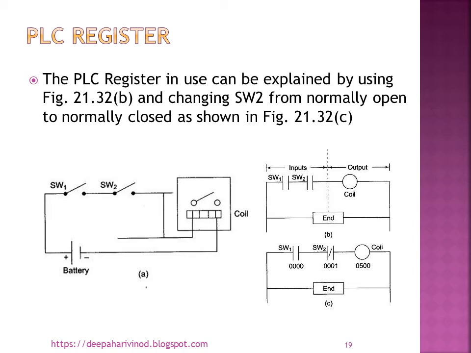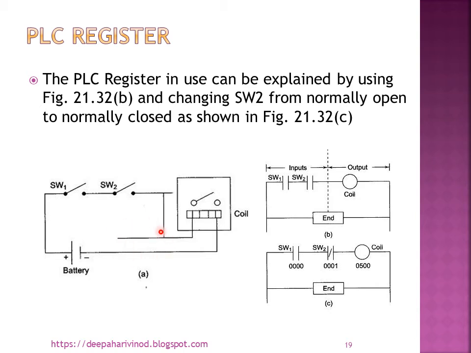PLC register. The PLC register in use can be explained using the figure shown below. Here we can see two switches in normally open contact and a coil connected to a battery. The circuit is drawn here using ladder logic. The coil circuit will be energized only when there is a closed loop between the plus and minus terminals of the battery. The same circuit can be drawn using a ladder diagram.